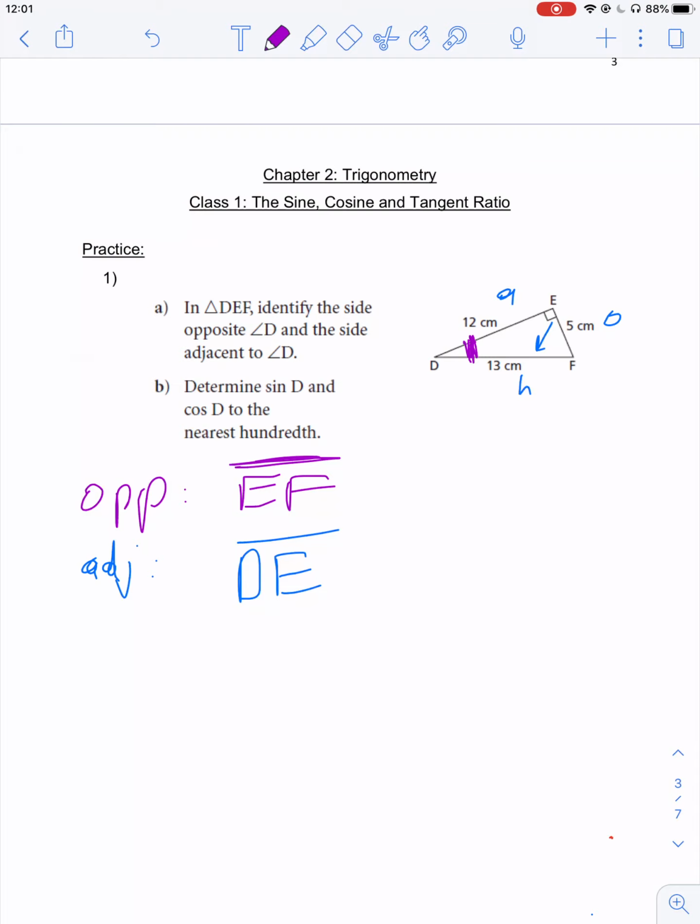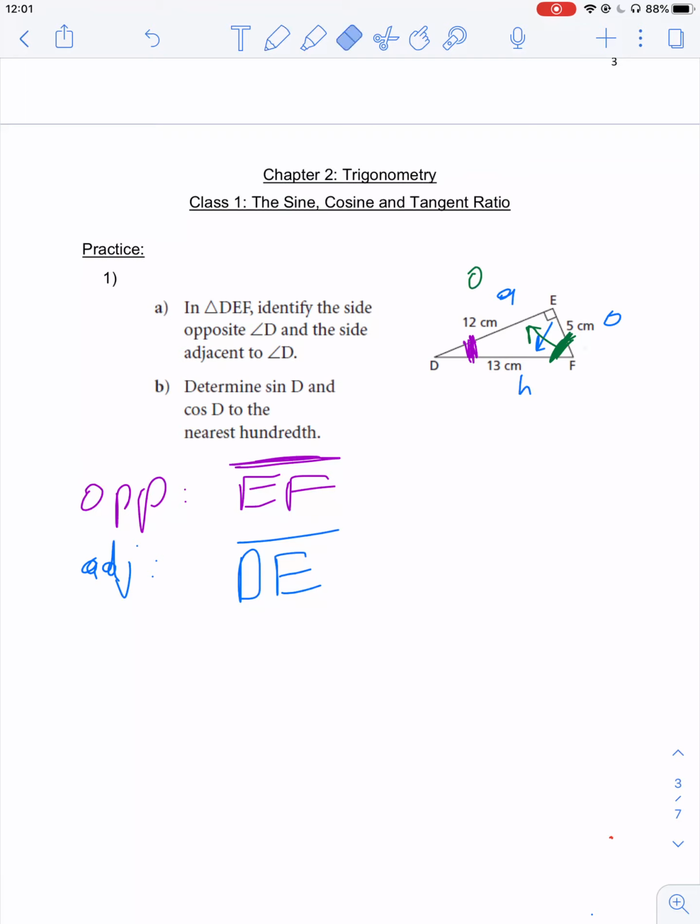Because if you pick a different angle, let's say you pick this angle in green over here, then your opposite side for the angle in green would be this one, right? Because this is the side that's opposite to it. Hypotenuse will still stay the same, and this would be your adjacent side. So it really depends on from which angle you're looking at.